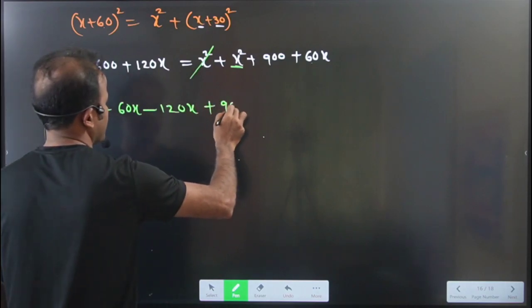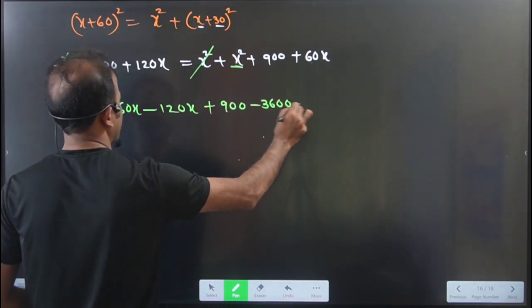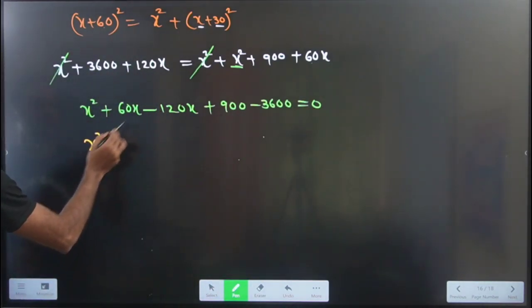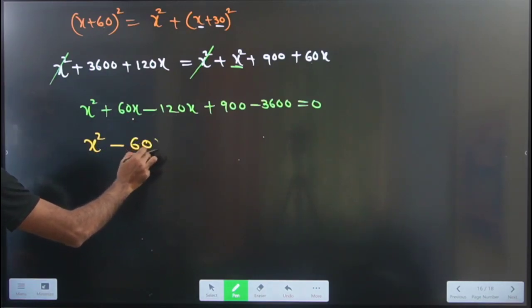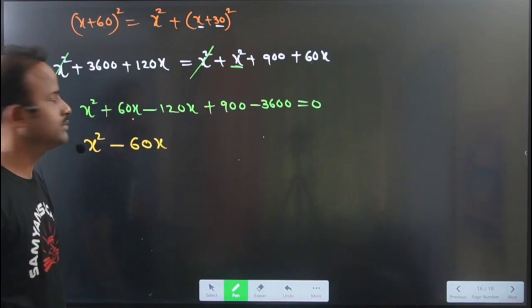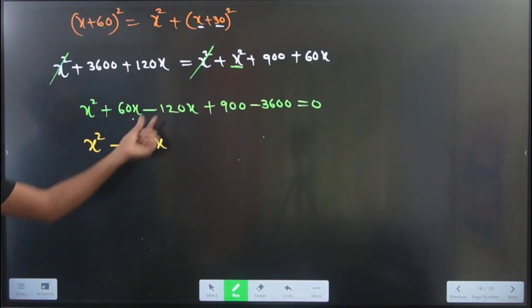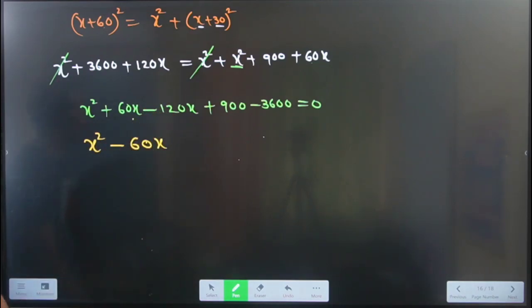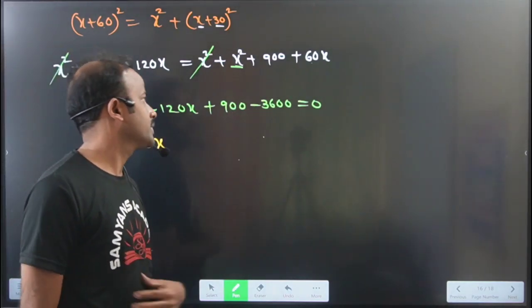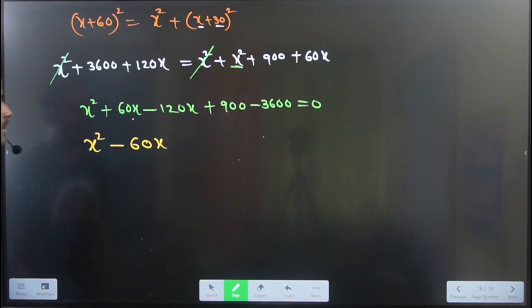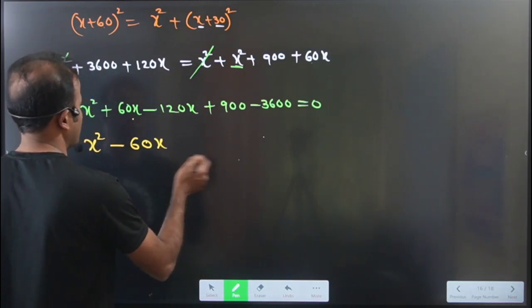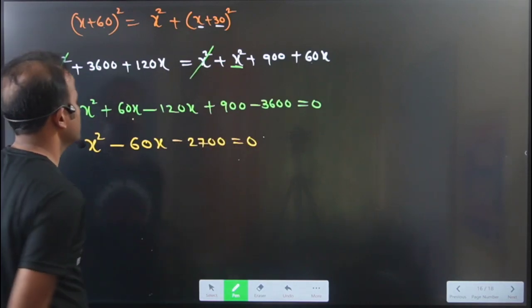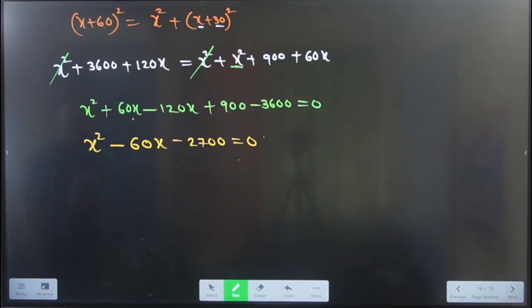When you take it that side, it will become minus 3600, which is equal to 0, right? Now x square, 60x minus 120x is how much, minus 60x. Here minus with big value, that's why the negative sign came here, because 120 is the bigger number. So the bigger number has the negative sign, so we have to put the negative sign here. Minus 60x. Now you tell me, 900 minus 3600 is how much? Yes, that is minus 2700, which is equal to 0. Is it correct? Yes or no?